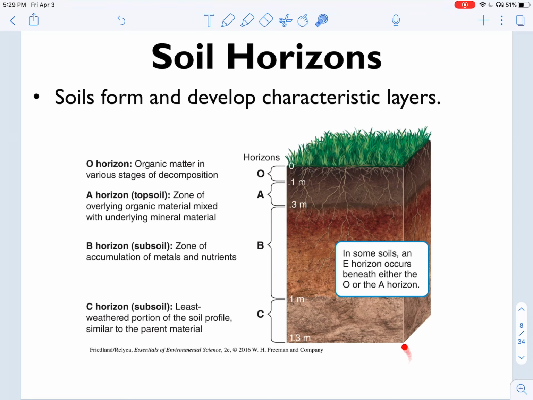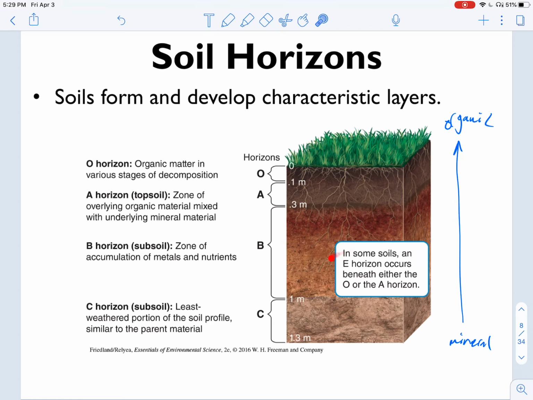Think more minerals, pure minerals down here. And as you go upward, you have more organic material. So living things and then minerals as you go up the horizons. B horizon, this is where a lot of the metals and also nutrients accumulate. Less organic material, but maybe some.